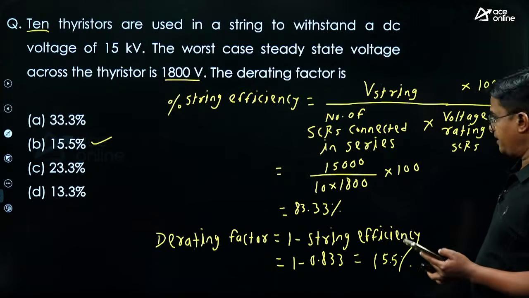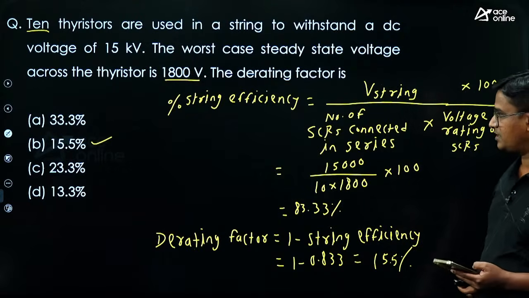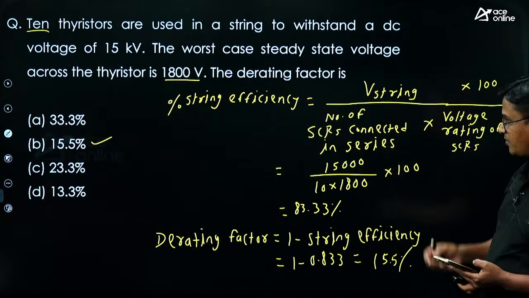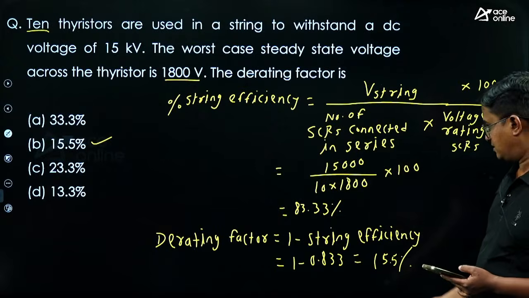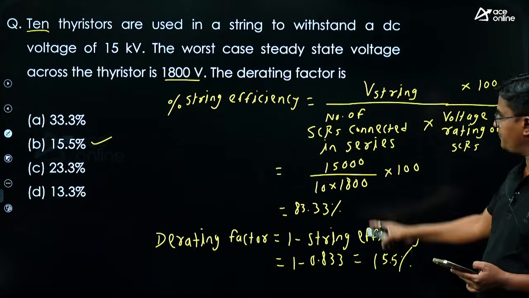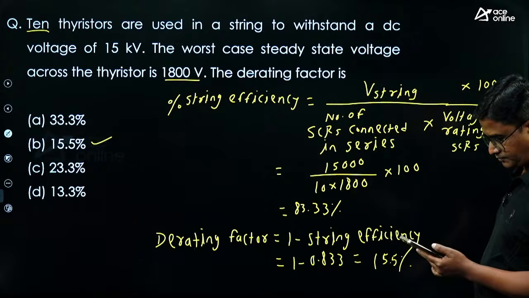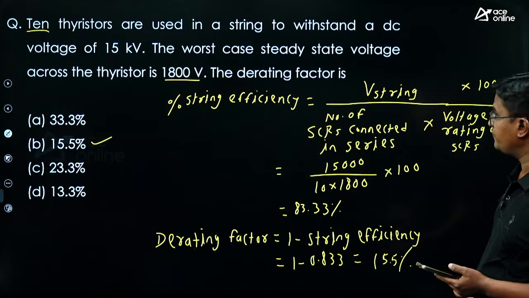Again, it depends on how many decimal points you are taking, that's it. So check the options, from that we can say that it is this. So important is derating factor is 1 minus string efficiency, and how to find the string efficiency, alright. Next.